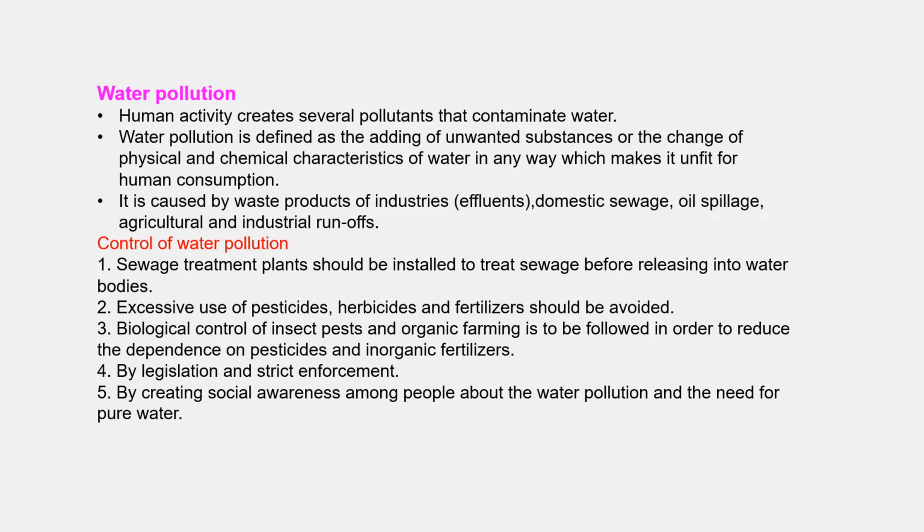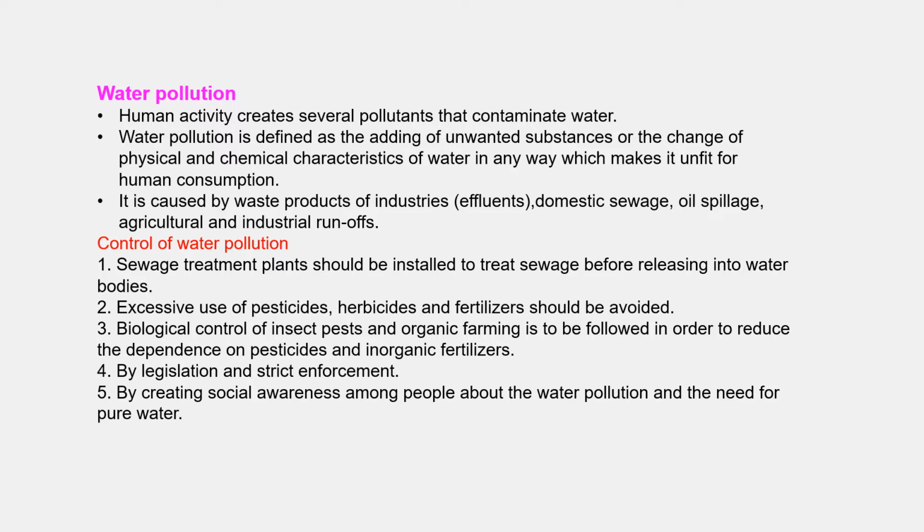What are they? Sewage treatment plants should be installed to treat sewage before releasing into water bodies. Sewage is what is in the drainage, we know that. Right? So sewage treatment plants should be installed. There is a method: primary treatment, secondary treatment should be followed. Right? So sewage treatment plants should be installed to treat sewage before releasing into water bodies.